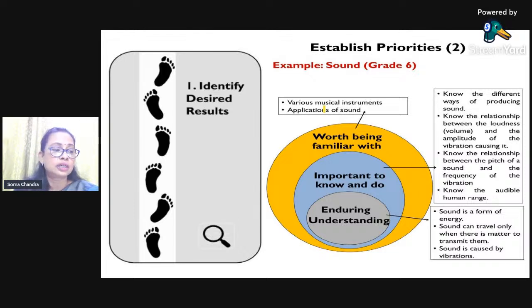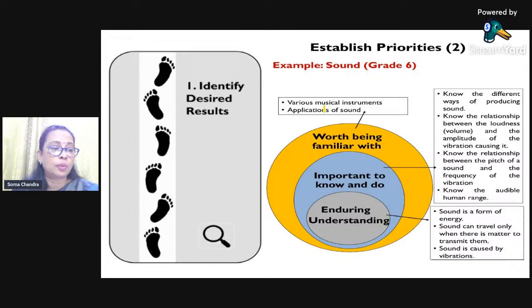Important to know would be the relationship between the pitch of a sound and the frequency of the vibrations. The pitch, frequency, how are they important? Know the audible human range. These are very, very important things which they should carry forward.